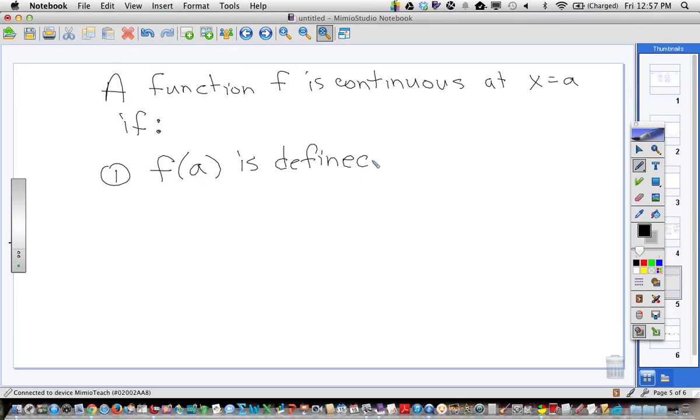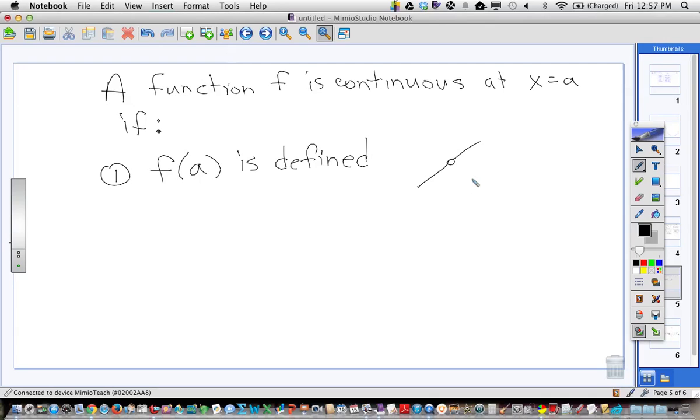defined. Now in your book, they look at it from the negative viewpoint. They say a function is discontinuous if f of a is not defined. Okay, so we're going to talk about what it takes for something to be discontinuous. Now what could make that fall apart? What could violate that scenario? Well, a hole in the graph, right? At point a, the function's not defined. So that function would not be continuous.